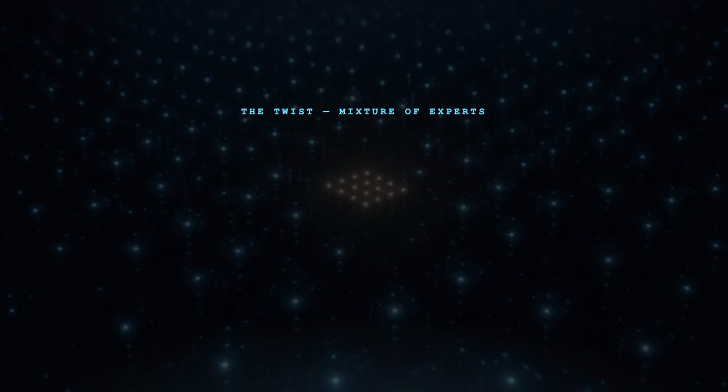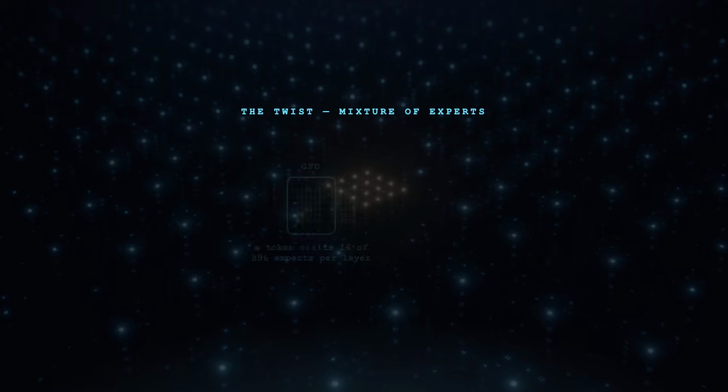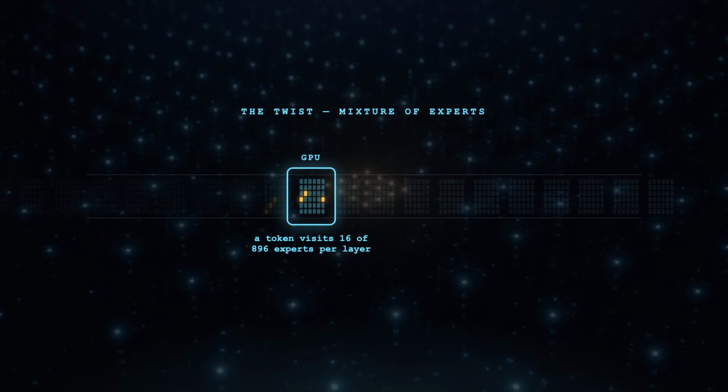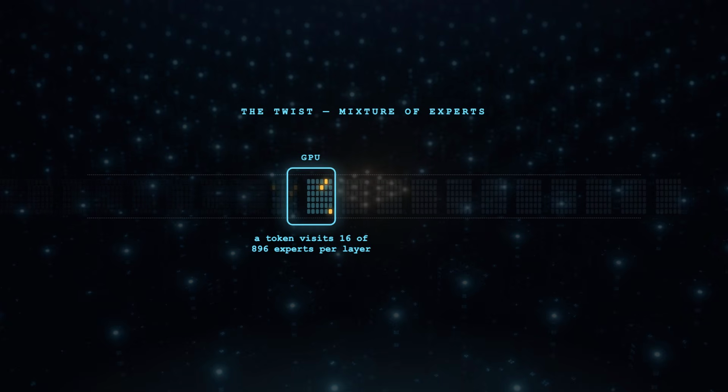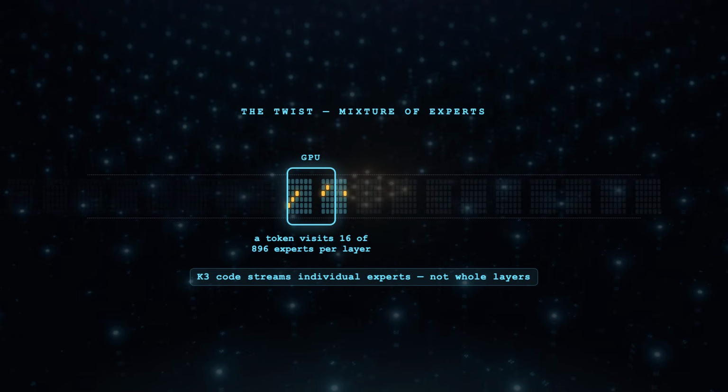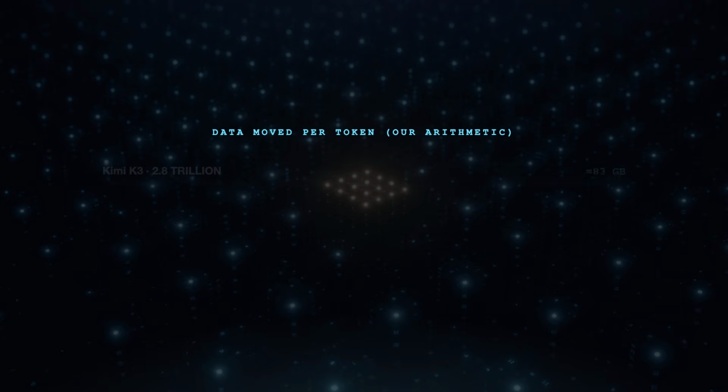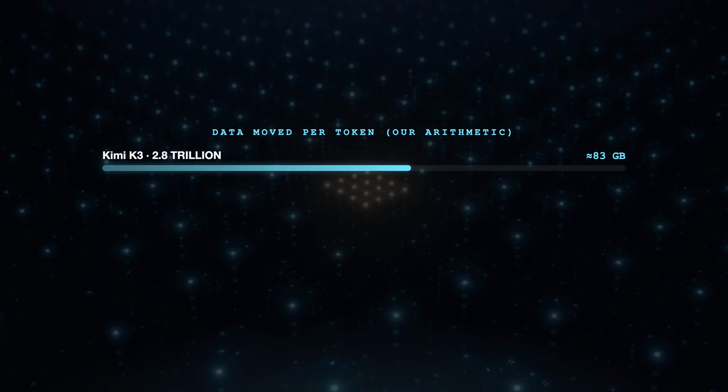Now the twist that turns this from a slow party trick into something genuinely clever. Kimi K3 is a mixture of experts model. Every layer holds hundreds of small expert networks, 896 of them, but each token only visits 16. So AirLLM's K3 code streams individual experts instead of whole layers.